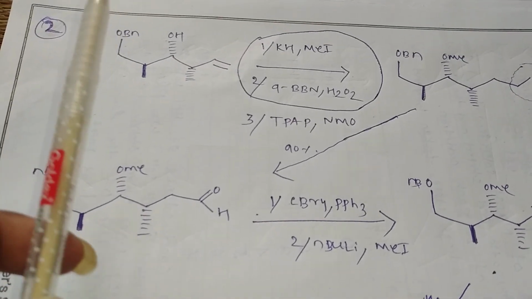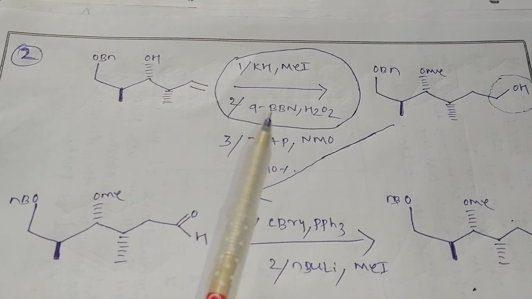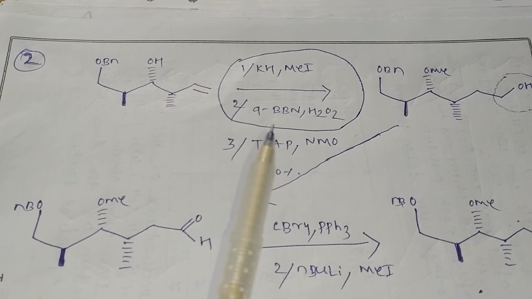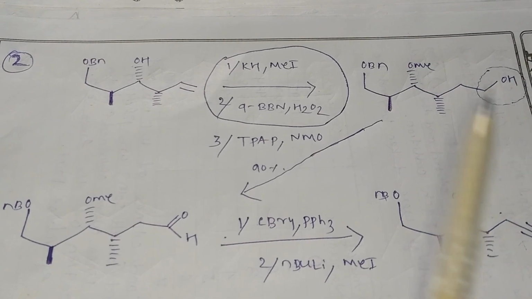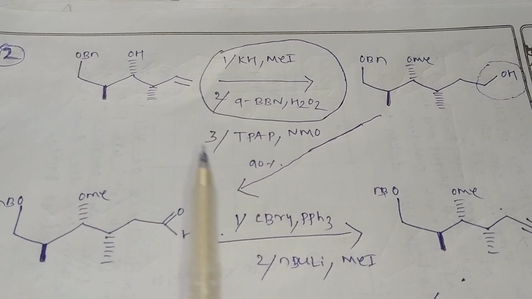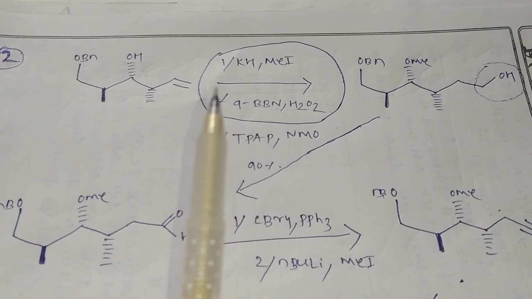When you go to problems, the Corey-Fuchs reaction must be associated with either oxidation, reduction, hydroboration oxidation, or protection and deprotection. So problems come in CSIR NET or GATE, not directly from the Corey-Fuchs reaction. It must include this part: oxidation, reduction, protection, deprotection, and some side reactions.